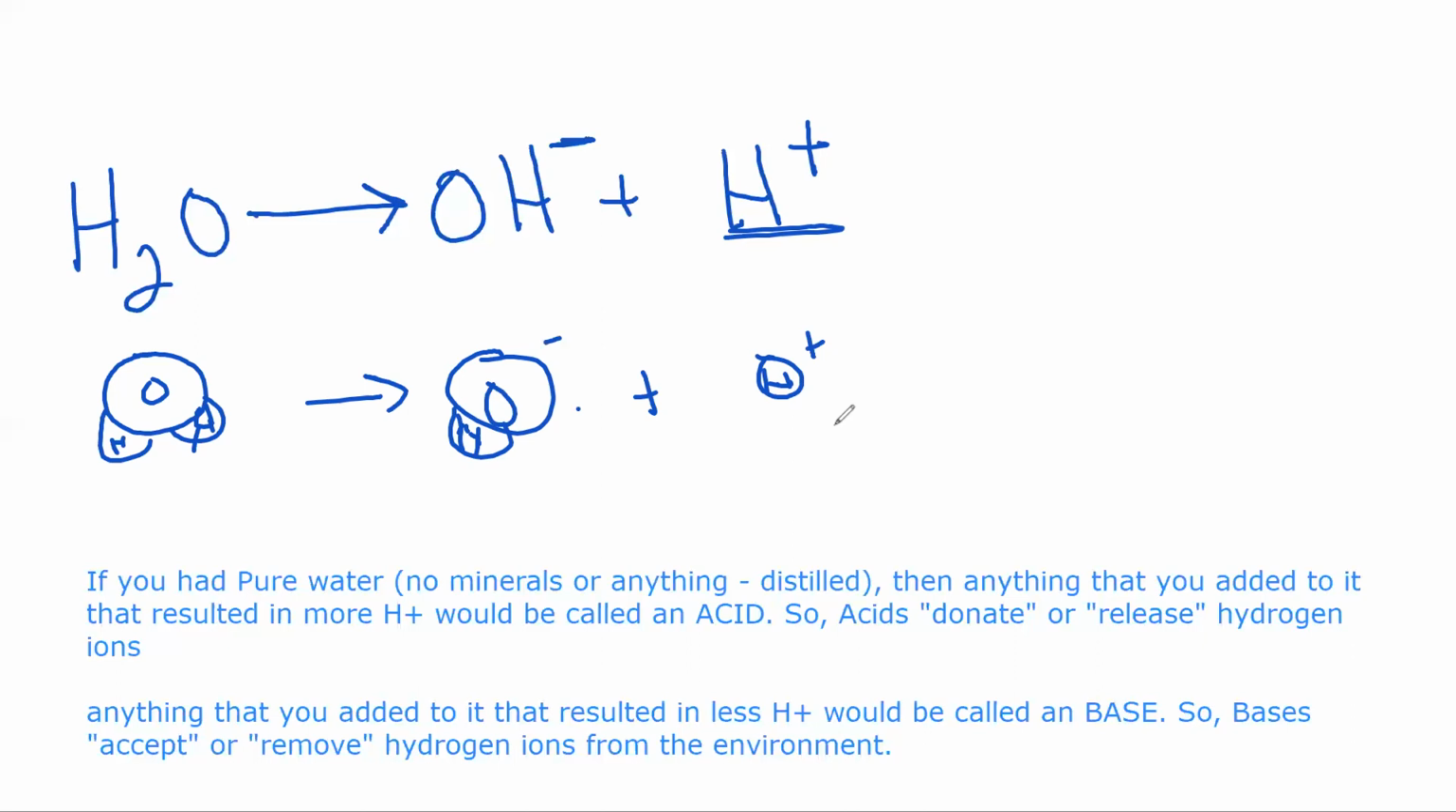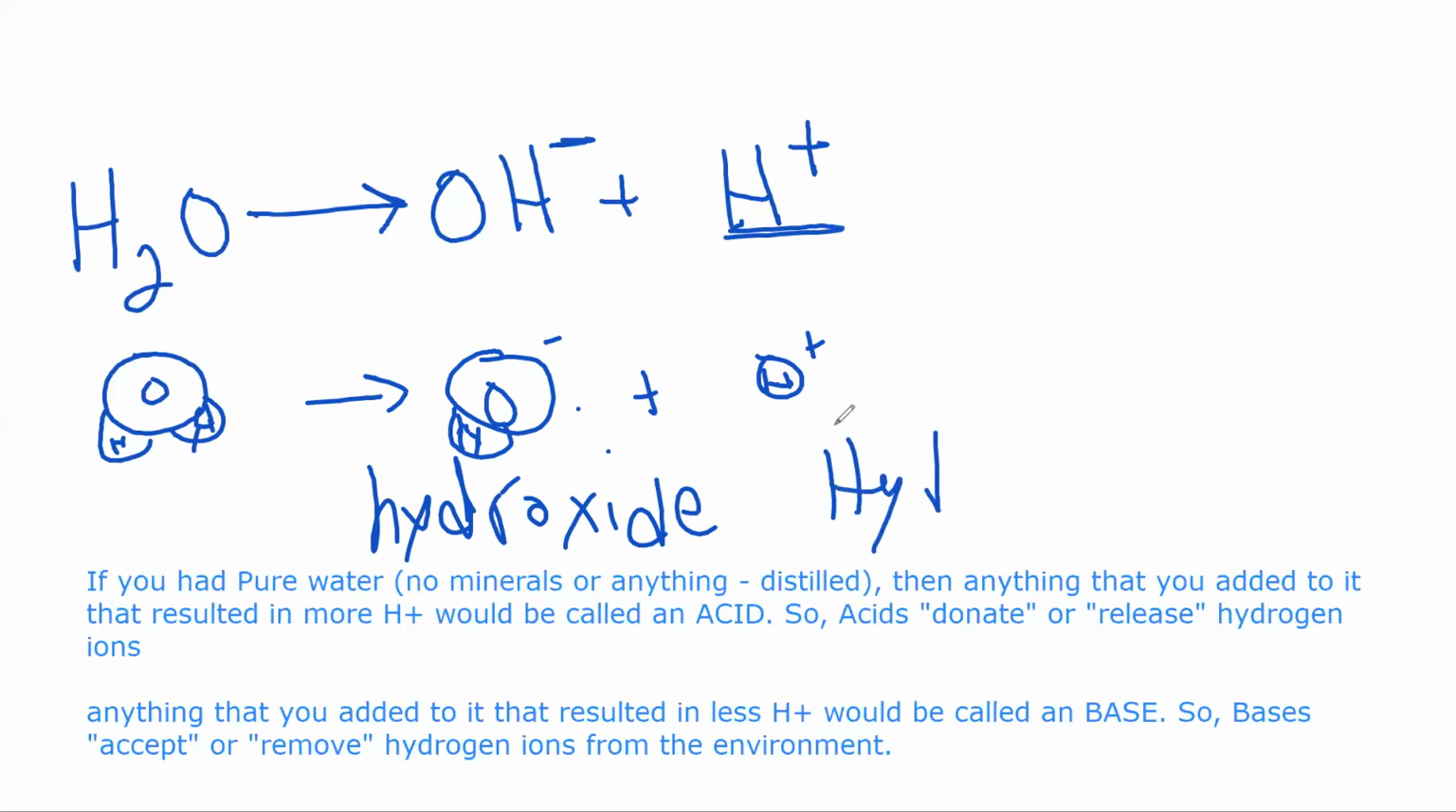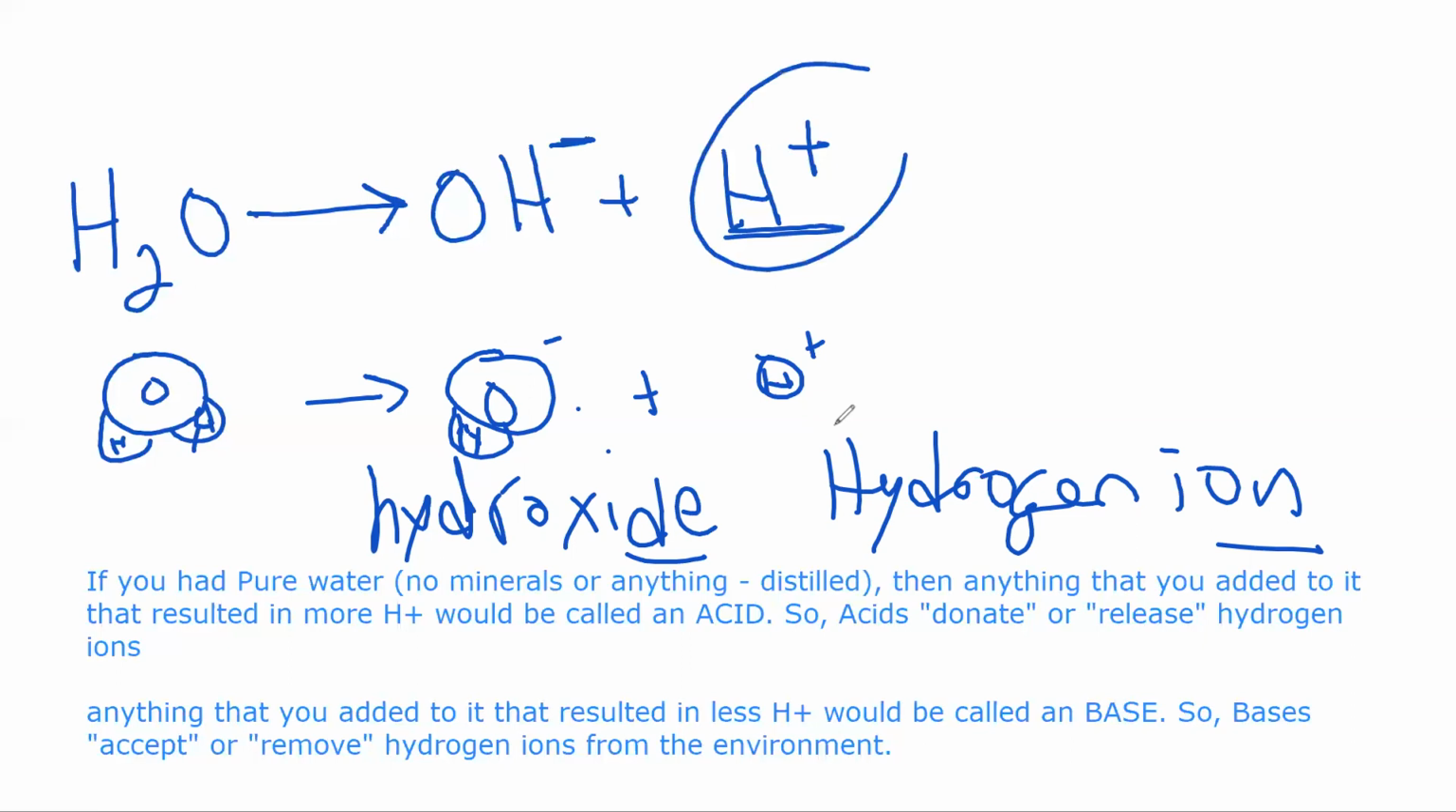So we have an OH, or what we call hydroxide, and then we have hydrogen ion. Hydrogen ion, right? So "-ide" and ion are the suffix we give it. So OH and H. What pH is measuring is this right here.